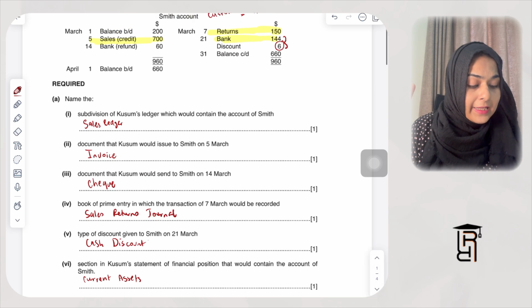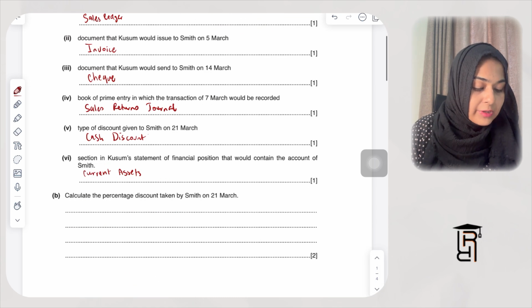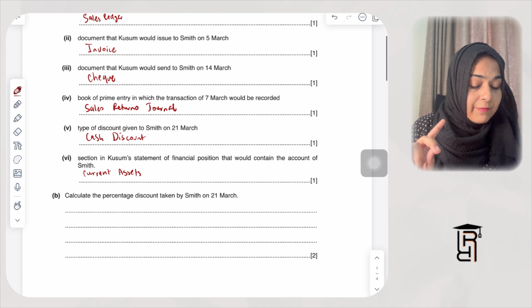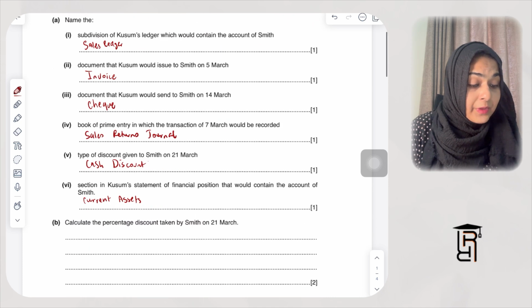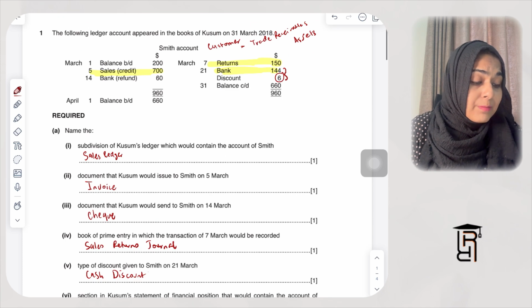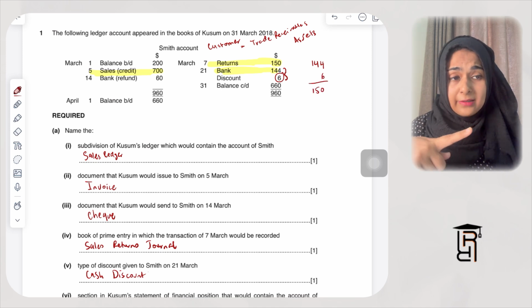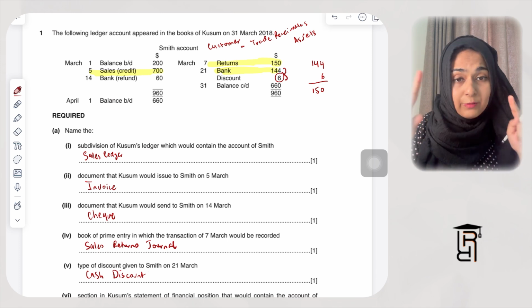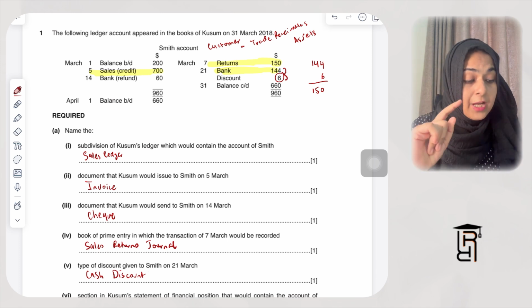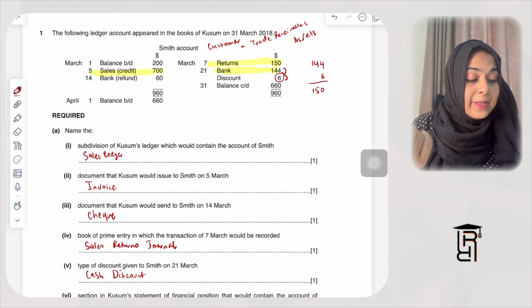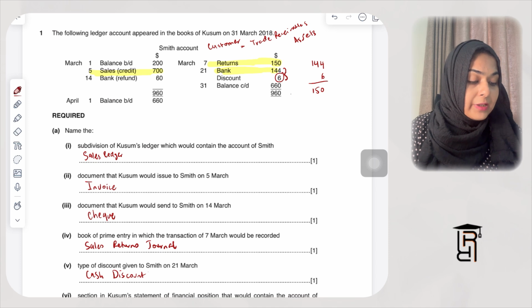Then they're saying calculate the percentage discount taken by Smith on 21st March 2018. Here Smith is paying us $144 for an amount which was $150. I know this because $6 is the discount, and after the discount what he's paying us is $144. So $144 plus $6 is the amount that he owed us.